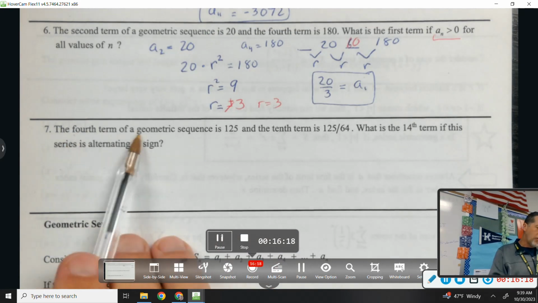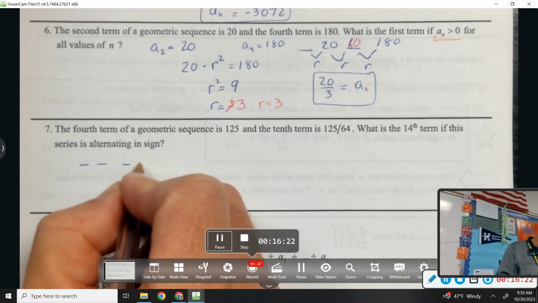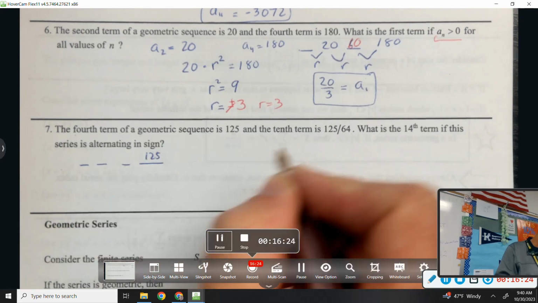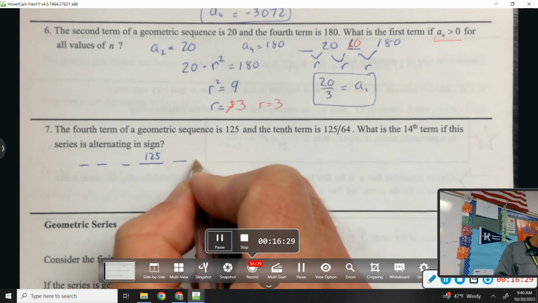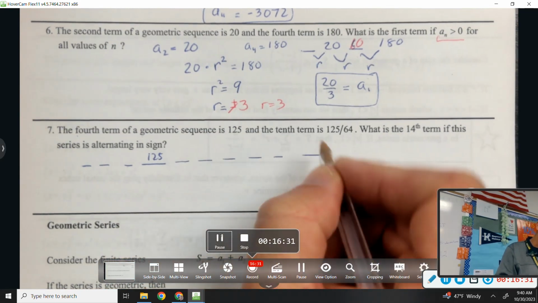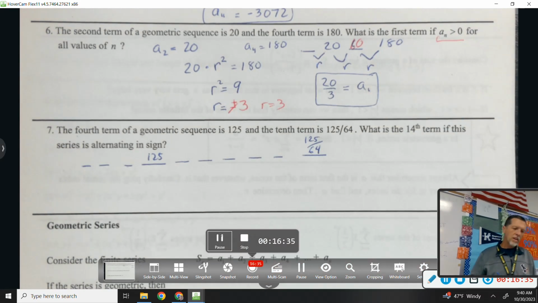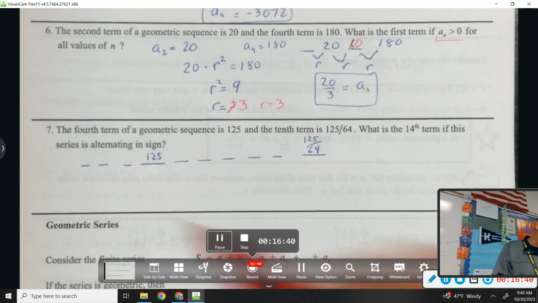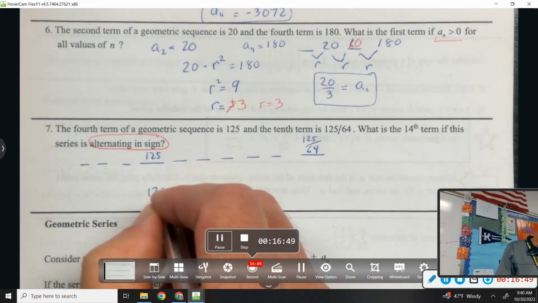Number 7, the fourth term is 125. And the 10th term, I guess here's the trouble is you got a 5, 6, 7, 8, 9, 10. 125 over 64. What is the 14th term if the series is alternating in sign? Oh, so now we're going to have an r that's negative in order to accomplish that.